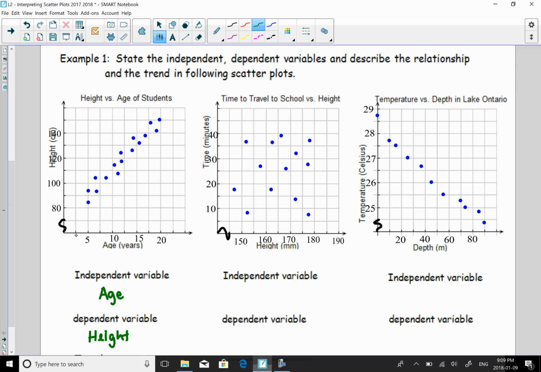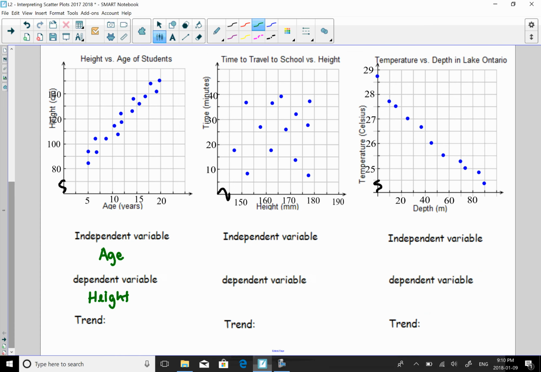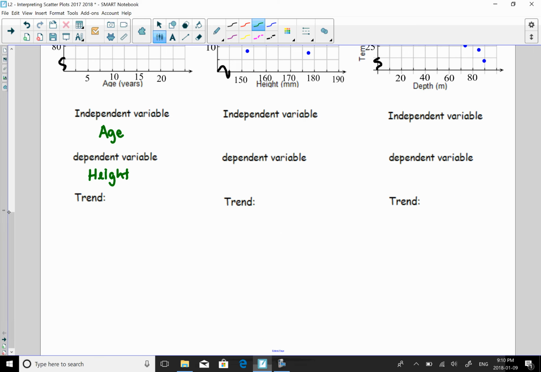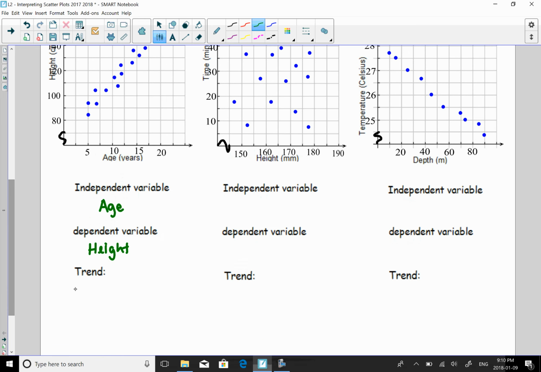You'll notice that we read the graph starting with the x, so the age here is increasing. You notice as the age is increasing, the height values are also increasing. They're going up. We describe that as the trend. So as age increases, the height increases.